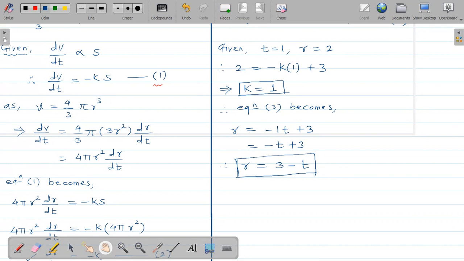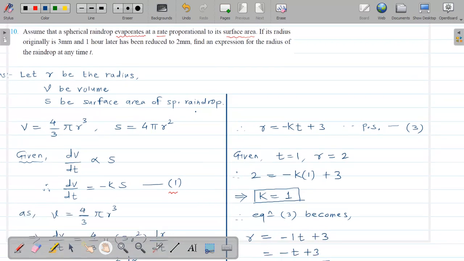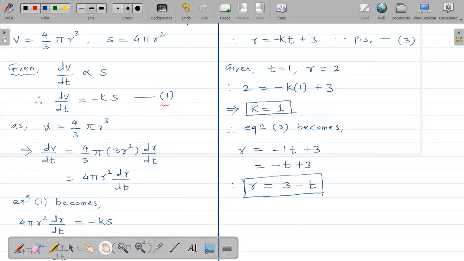Now come to the question. What is the question here? 1 hour later it has been reduced to 2 mm. So by using that given condition, what we get? Here we get r is equal to 3 minus t. And what we have to find out? We have to find an expression for the radius of the raindrop at any time t. So we have to just find out the expression for the radius.